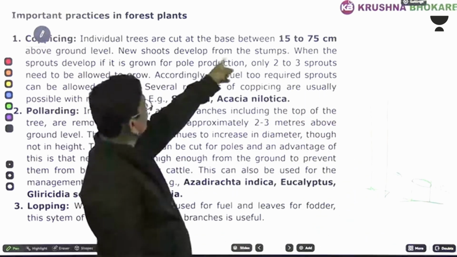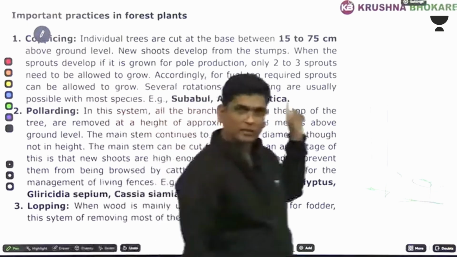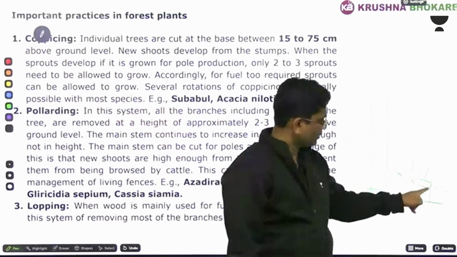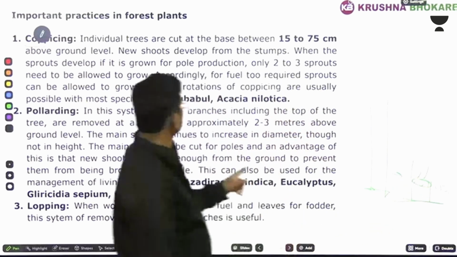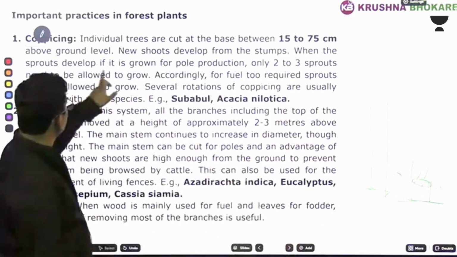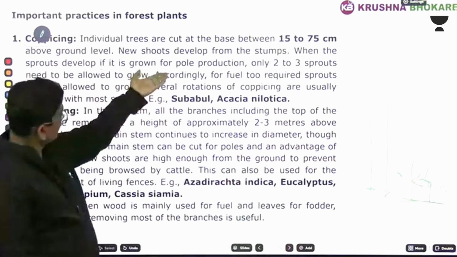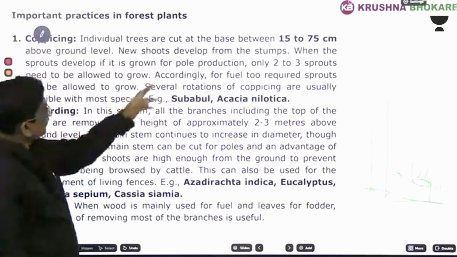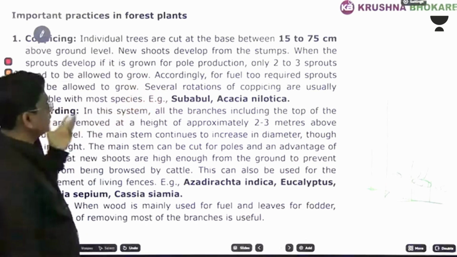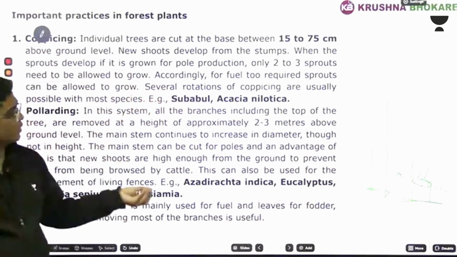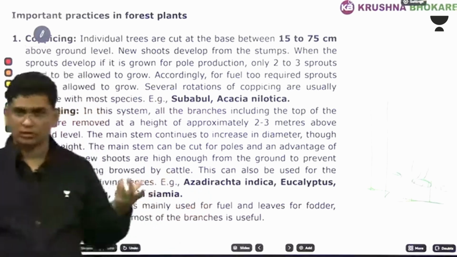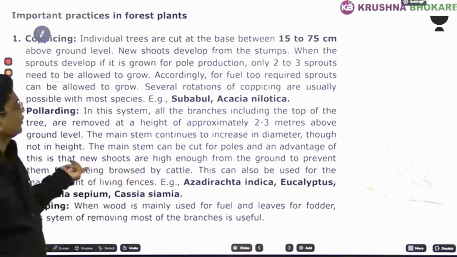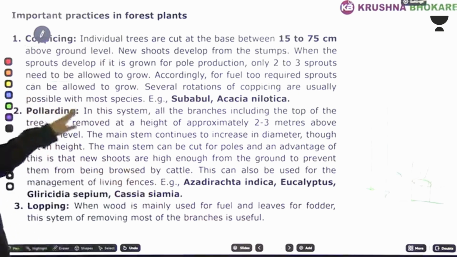And new shoots develop from the stump. We saw the stump earlier. New shoots develop at the base side. It is called stumps. When the sprouts develop, they are grown for pole production. Only 2 to 3 sprouts are allowed to grow according to the fuel requirement, sometimes for construction purposes. If there are 10 sprouts, what will happen? There will not be proper growth. So that's why they keep only 2 to 3 sprouts, mostly. It is called coppicing.